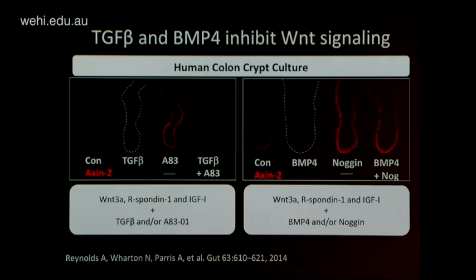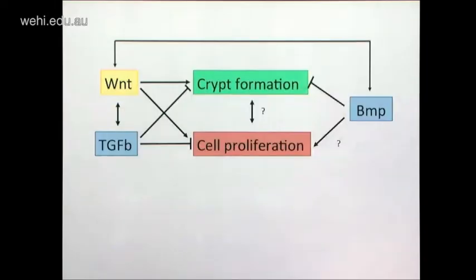And similarly, when BMP4 was added to the culture, the expression of SN2 was abolished. And when the ligand, which is the BMP4 antagonist, was added together with BMP4, we see the Wnt activity was rescued. And if only ligand was added, there is higher Wnt activity compared to the control. Therefore, it is possible that there's crosstalk between the Wnt signaling and TGF-beta signaling in the colon crypts, and also with BMP signaling. And this signaling may crosstalk and regulate the crypt formation by regulating the cell proliferation.